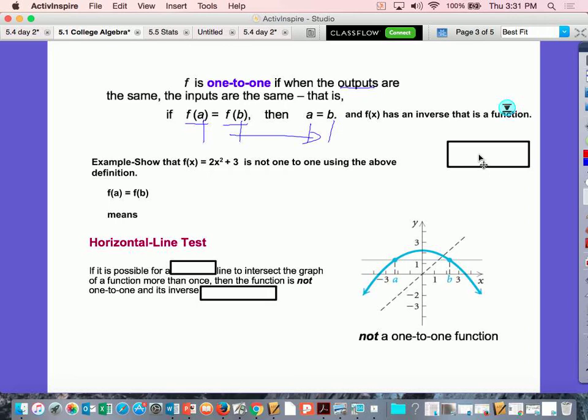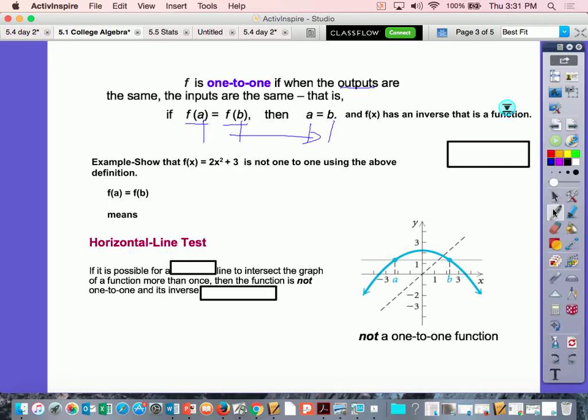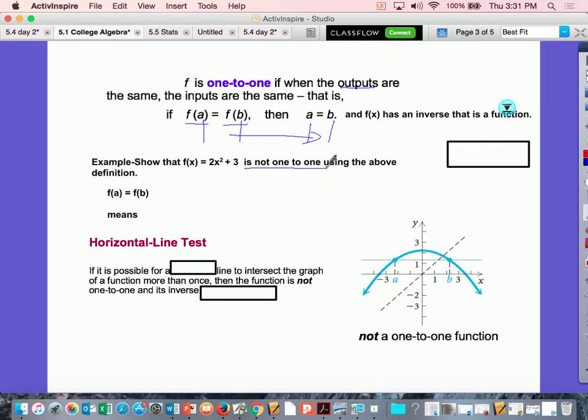Okay, so now in your assignment, and I'll maybe go through one the other way too, but in your assignment you have something where they want to show you that it is one-to-one. This example, they're trying to show you that it's not one-to-one. Okay, so I'll show you how to do that. So, using the definition, okay?